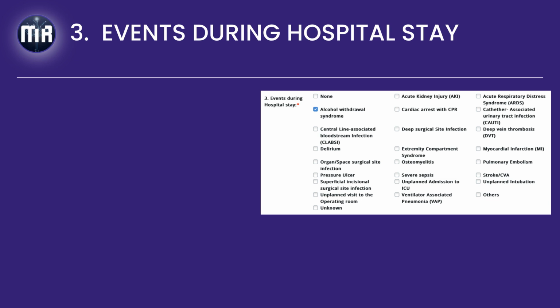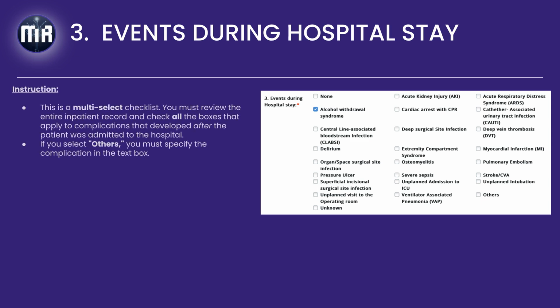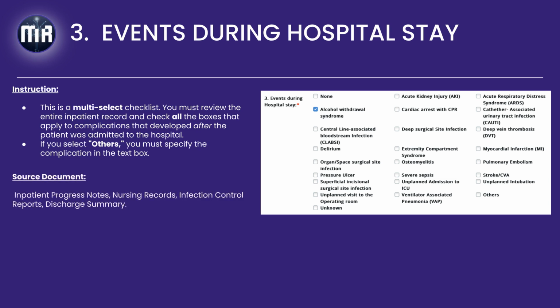This field is designed to capture any significant complications or adverse events that the patient developed after they were admitted to the hospital. Your instruction is to treat this as a multi-select checklist. You must conduct a thorough review of the entire inpatient record, including the progress notes, nursing records, and the final discharge summary, and check all the boxes that apply to any documented hospital-acquired complications. Please note that if you select others, it is mandatory that you specify the complication in the text box provided.